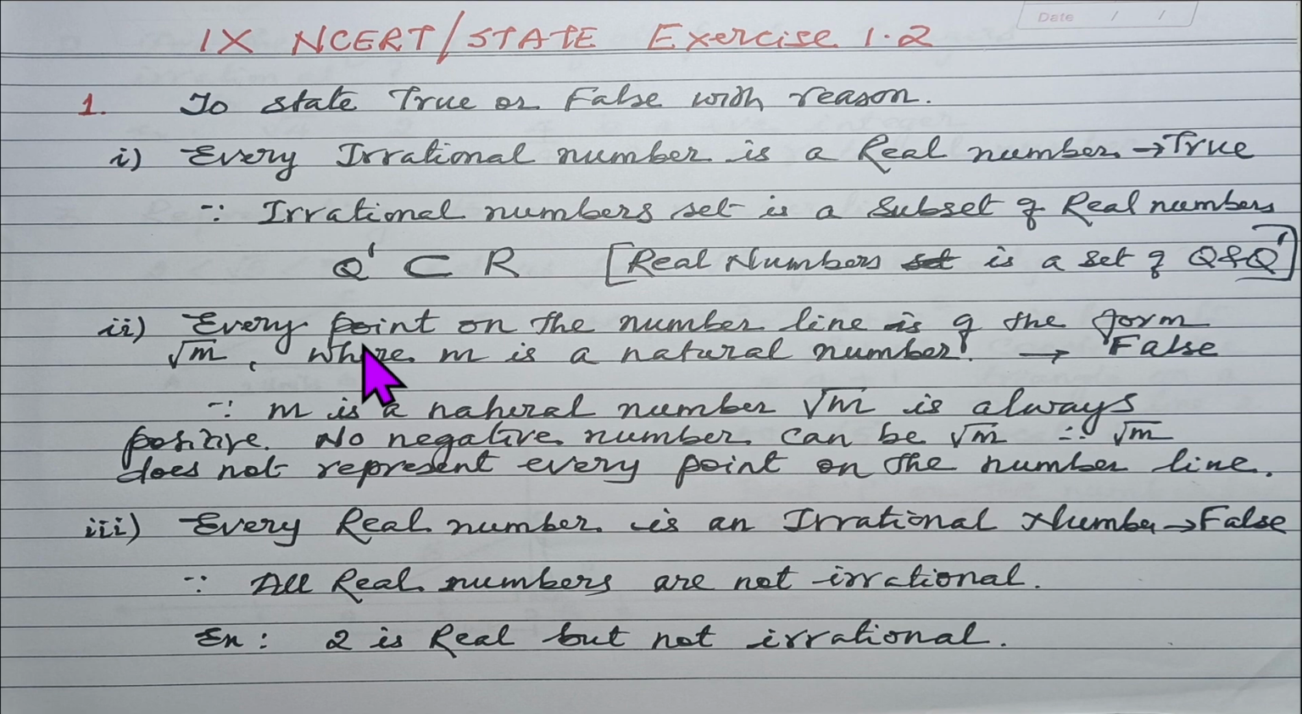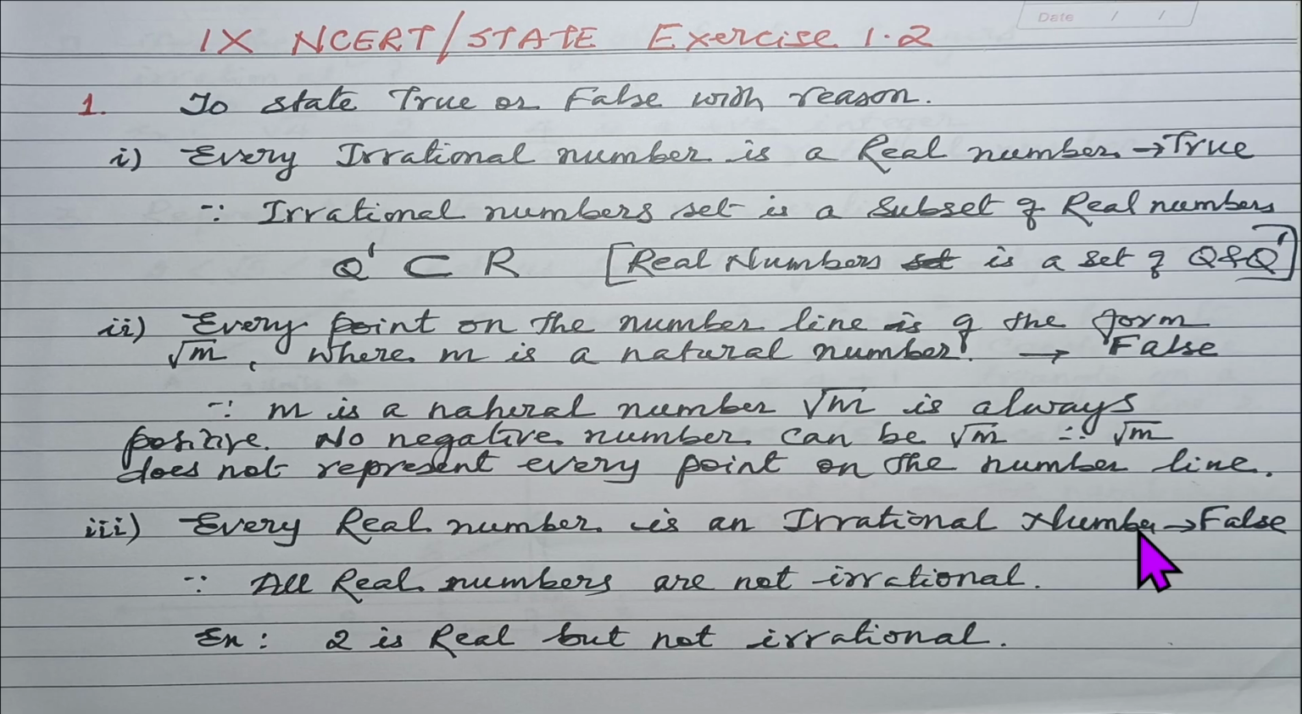Now the second statement is every point on the number line is of the form root m, where m is a natural number. This is a false statement. If m is a natural number, the square root of m is always positive. So no negative number can be root m, but on a number line we have the negative numbers also located, and therefore root m does not represent every point on the number line.